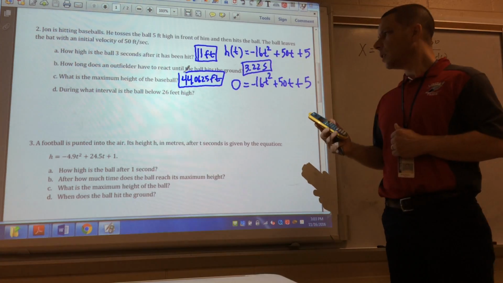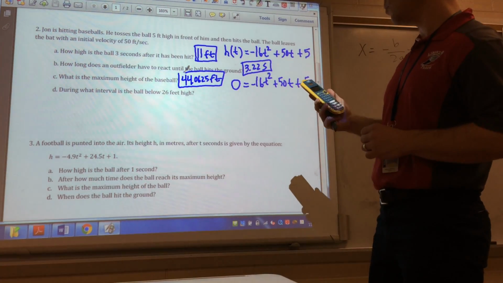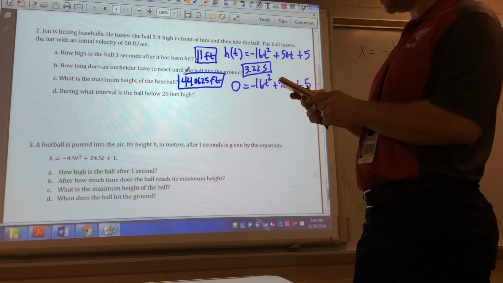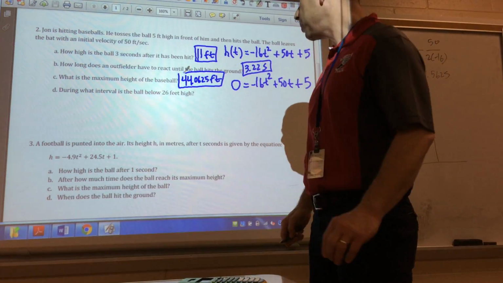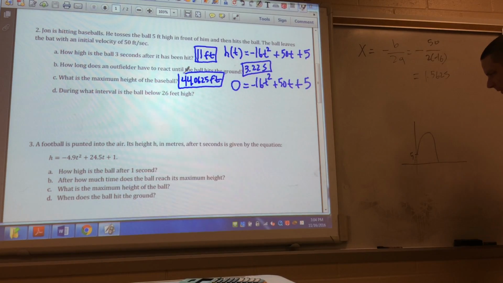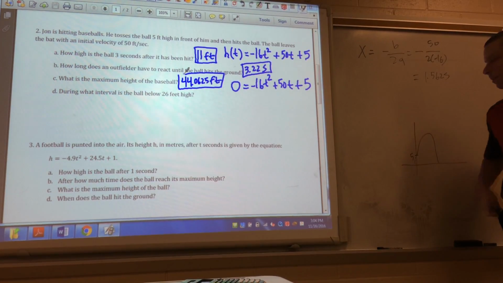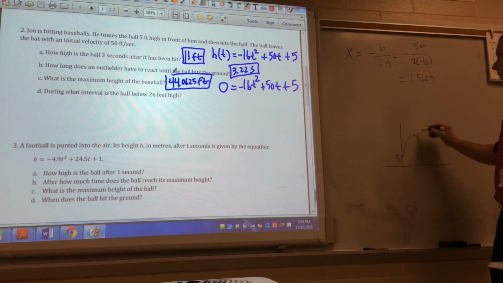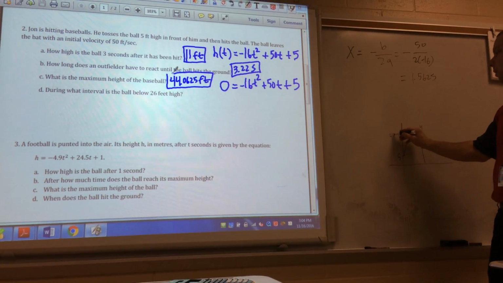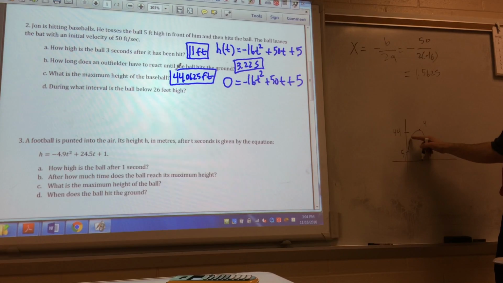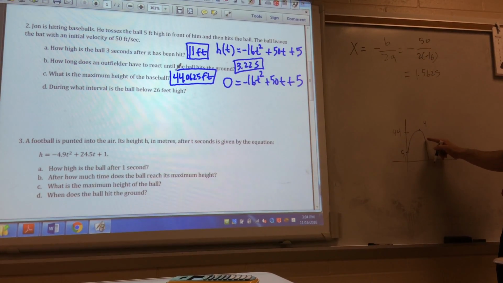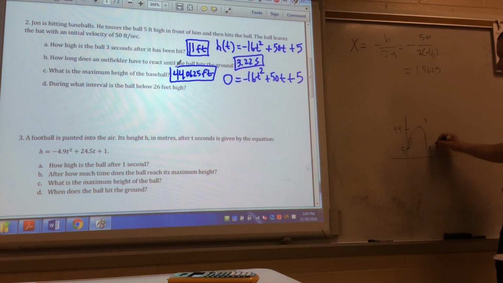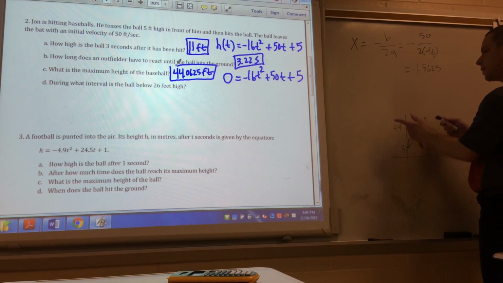Okay. And now we want to know during what interval is the ball below 26 feet high? Let's think about that for a second. That's actually going to be 2 intervals, because the ball starts at a height of 5 and then it goes up to a height of 44. So it's going to go up to 26, be above 26 for a while, and come back down to 26. So we're actually looking for a little region here and here. We're going to find these 2 values and we'll be able to tell from there.